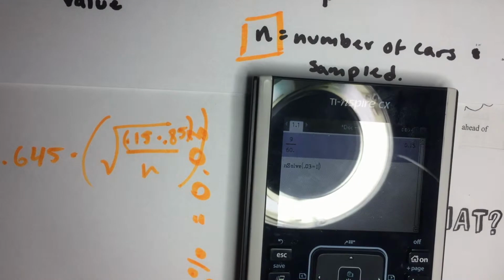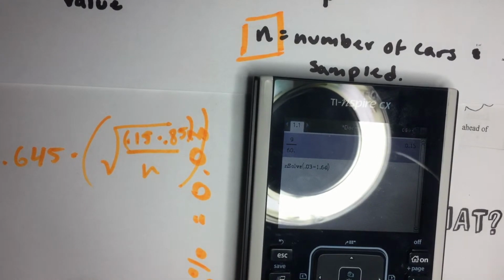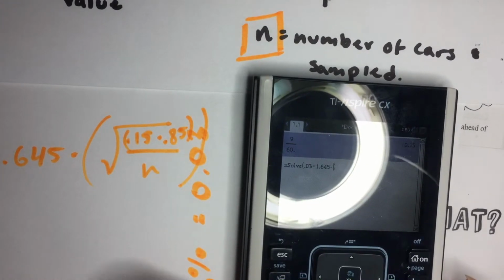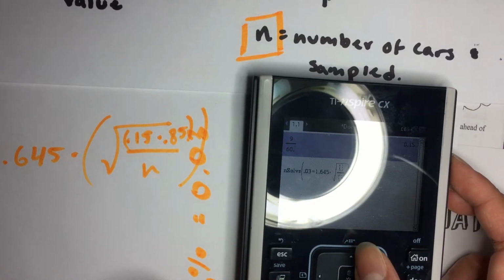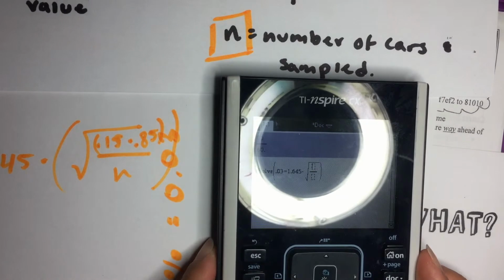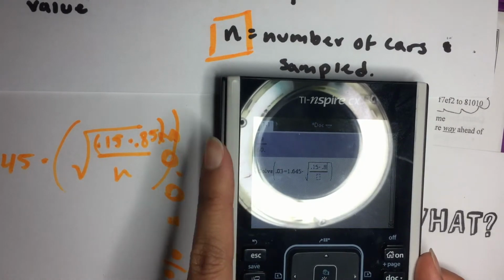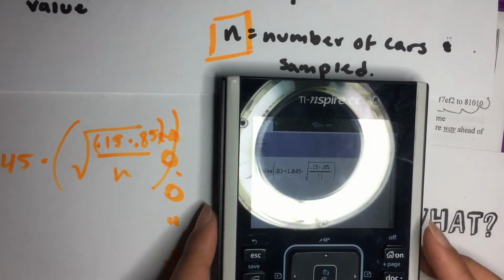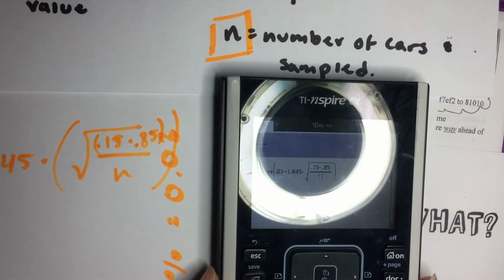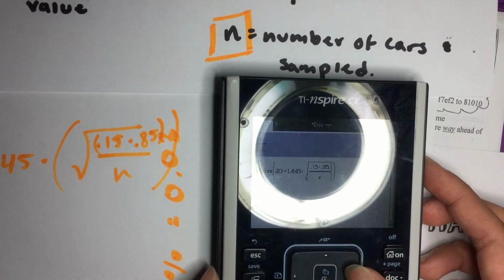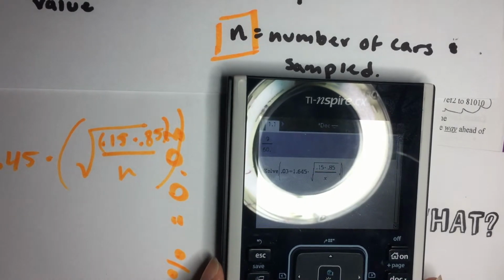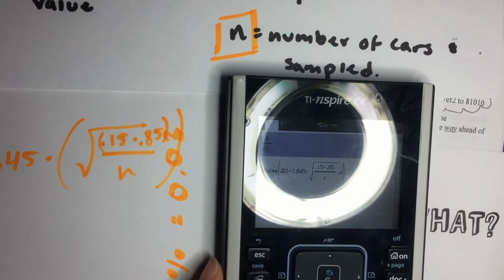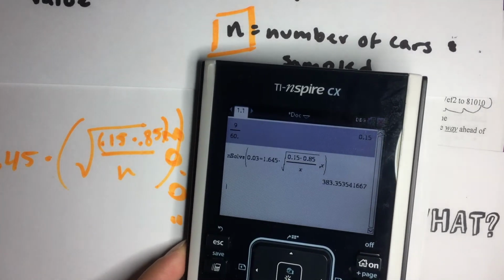equals 1.645 times the square root of 0.15 times 0.85 divided by x. So now we're just going to put a comma in and then say that we're solving for x and click enter, and we're going to get that value.